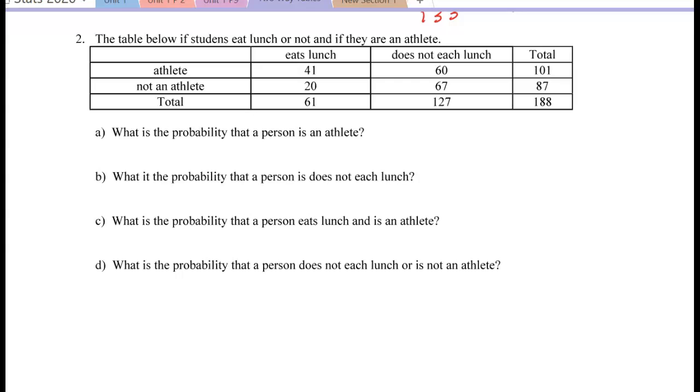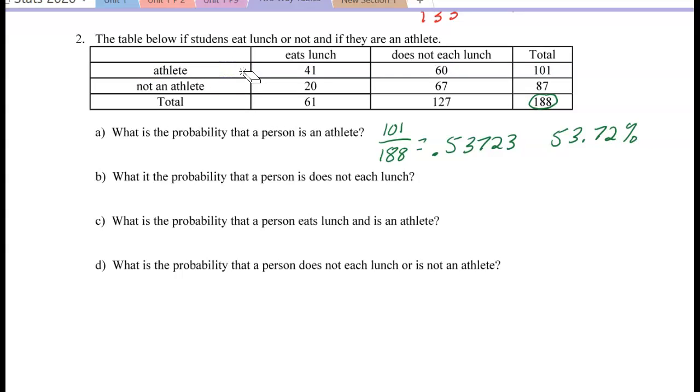All right, number 2A, the person is an athlete. So I'm looking at the athlete row there. We can see that there are 101 out of the 188 people are athletes. So doing this on my calculator, I get 0.53723, rounding to 2 decimals, 53.72%.